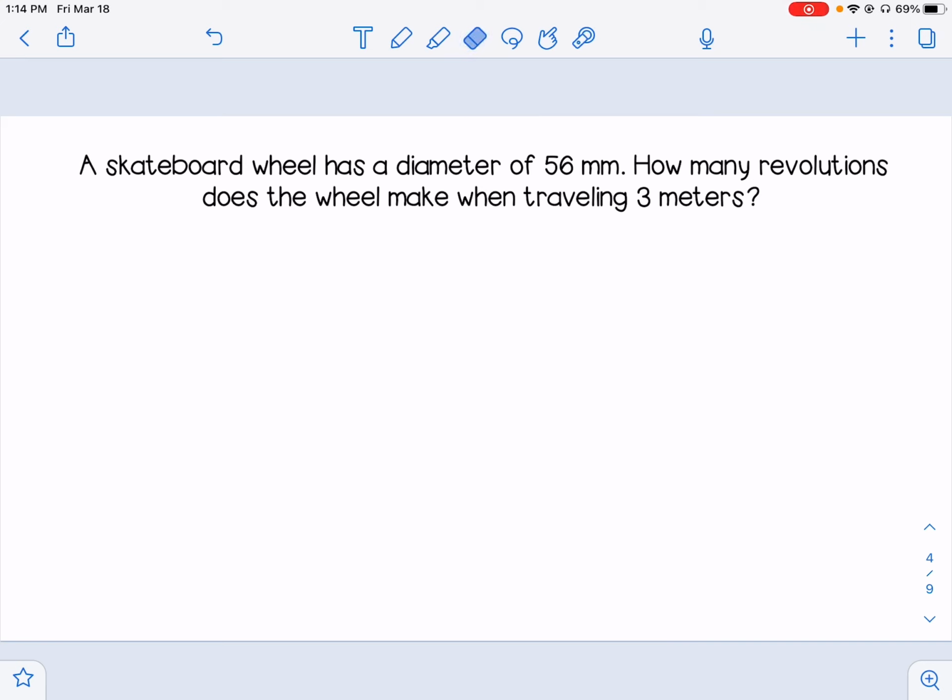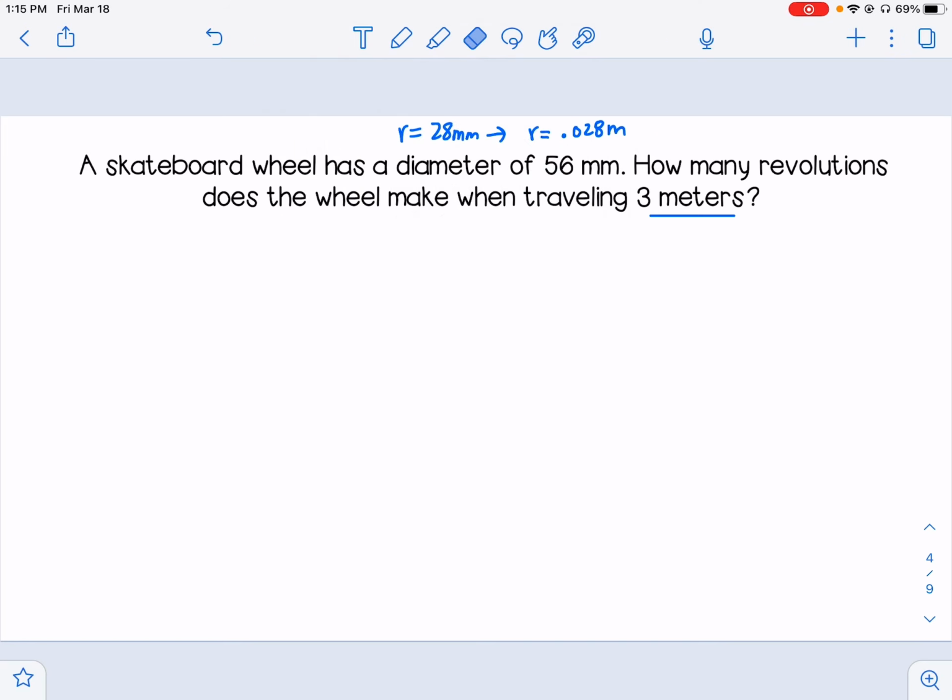Okay. So this one here, it says a skateboard wheel has a diameter of 56 millimeters. Before I go anywhere else, I'm just going to break that down. I know that my radius is half my diameter. So 56 divided by 2 is 28. 28 millimeters. Now later I see that there's meters in the problem, so I'm going to go ahead and convert that to meters as well. So I get my radius is equal to 0.028 meters. So I moved my decimal 3 places to go from millimeters to meters.